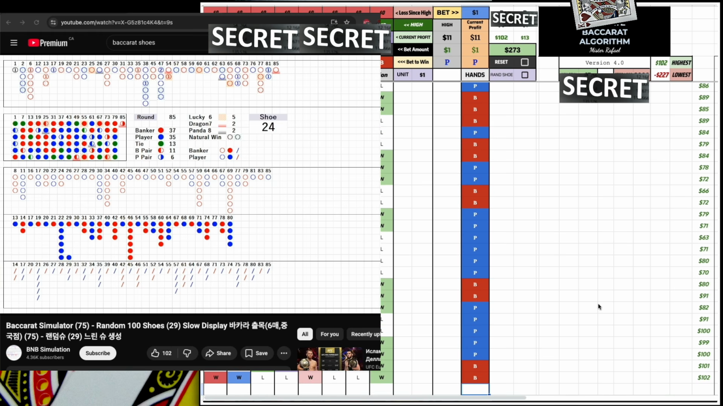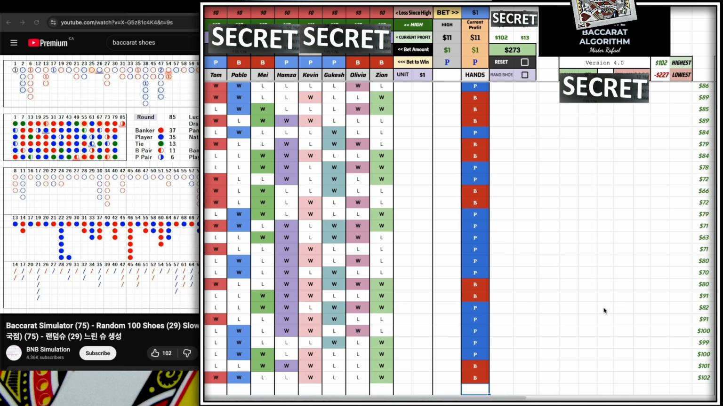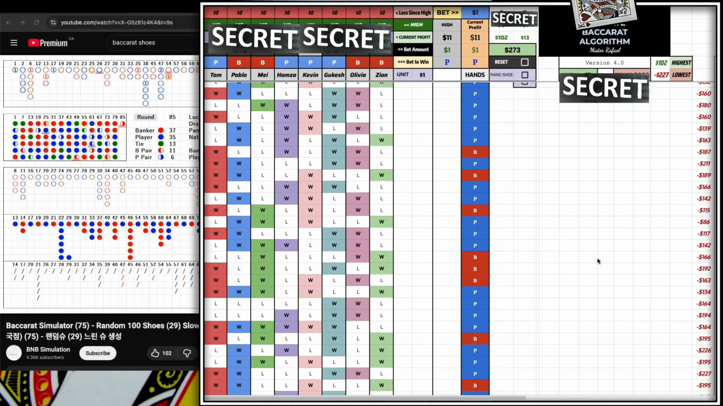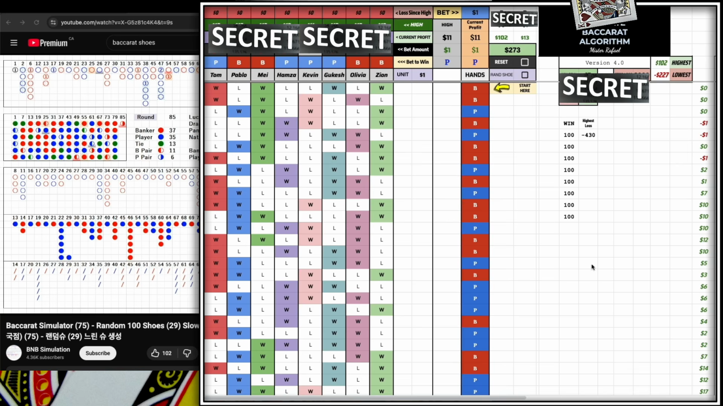Oh, all right. So I just noticed we hit the $100 win goal. I stopped right here, column 54. You can see the two banks. All right, perfect. So biggest drawdown minus 227.